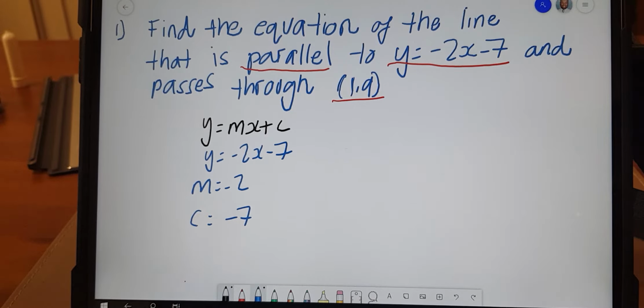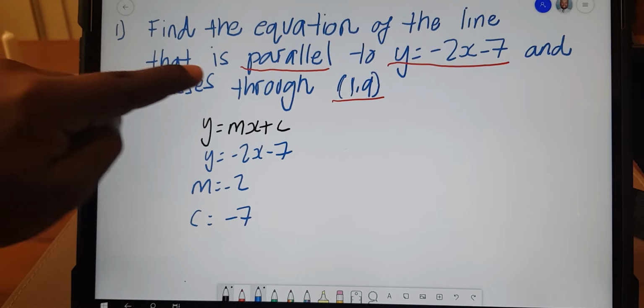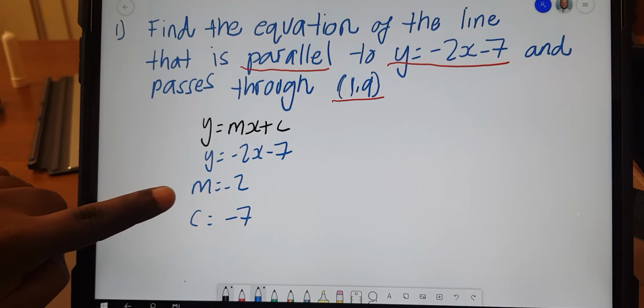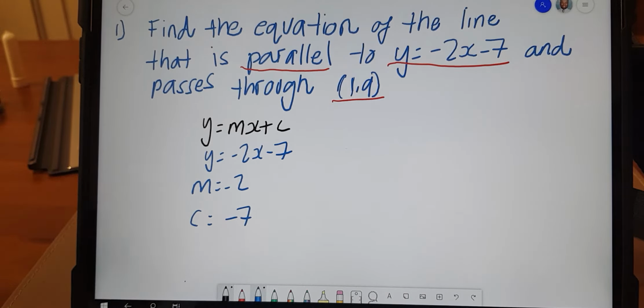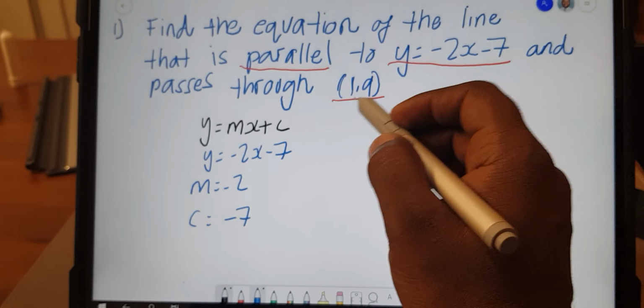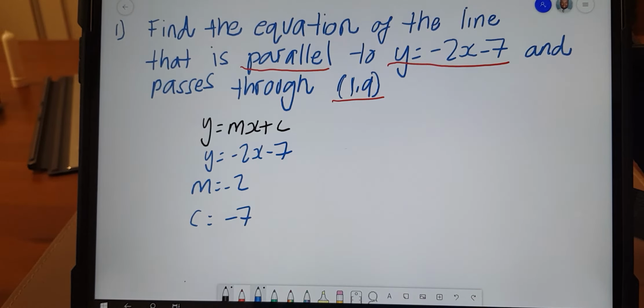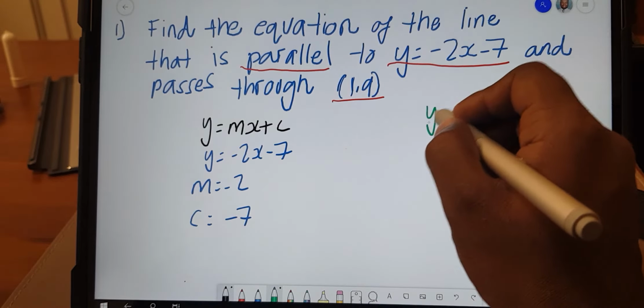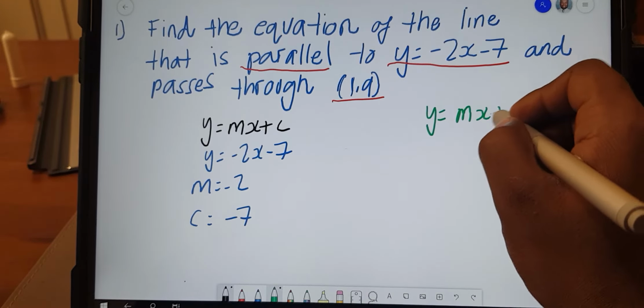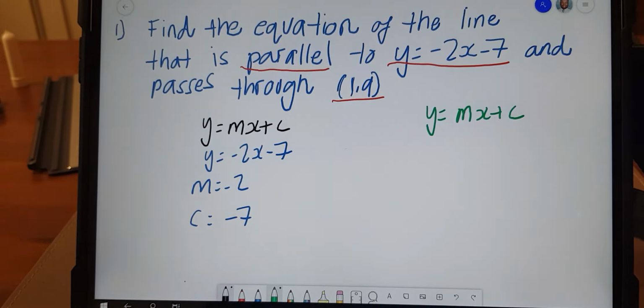So what we need to do is find another equation that is parallel, which has exactly the same gradient of -2, but in this case, it's passing through the point (1, 9). So I would write another equation, y is equal to mx plus c. And this time, in place of m, I'm going to put -2, because parallel lines have the same gradients.